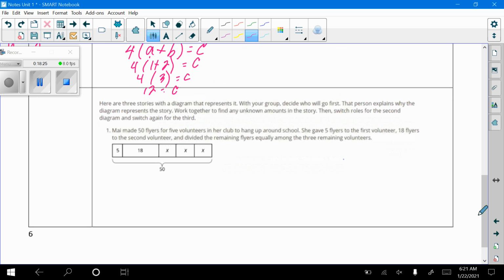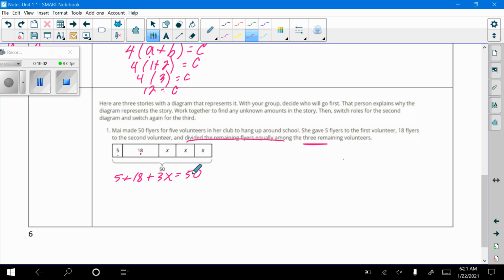So now we're going to have some stories to go with the diagram that represent a group. This first one: May had some flyers for 5 volunteers in her club. They're hanging around school. So she gave 5 flyers to her first volunteer, 18 flyers to her second volunteer, and then divided the remaining flyers equally. She didn't know how many were in the stack, so there were x, x, and x amongst the next 3 volunteers. So to write an equation for this, I could say 5 plus 18 plus 1, 2, 3, 3x is equal to 50.